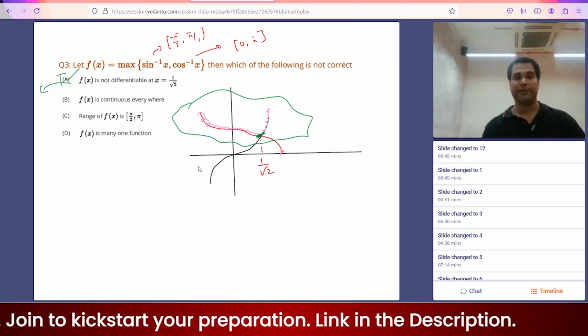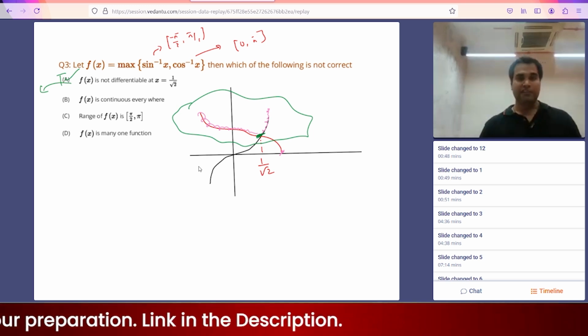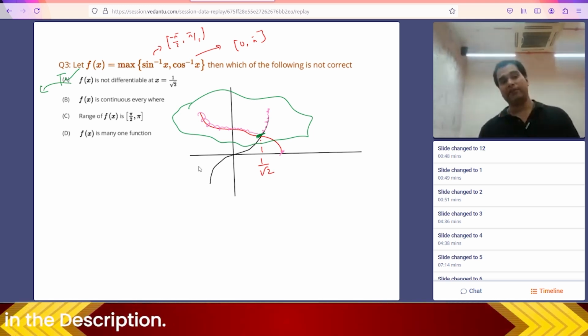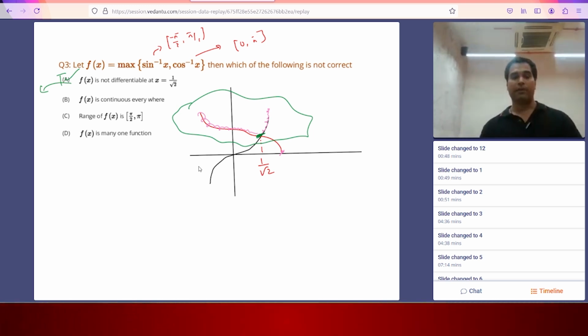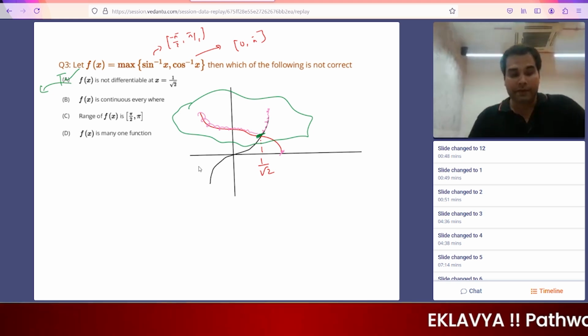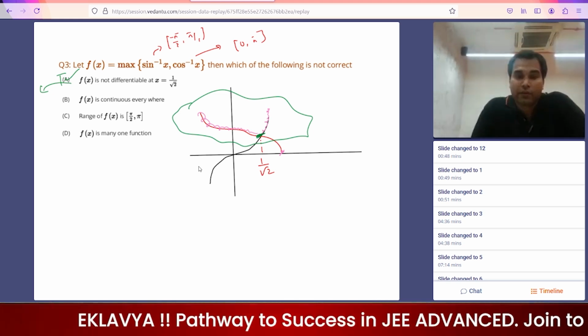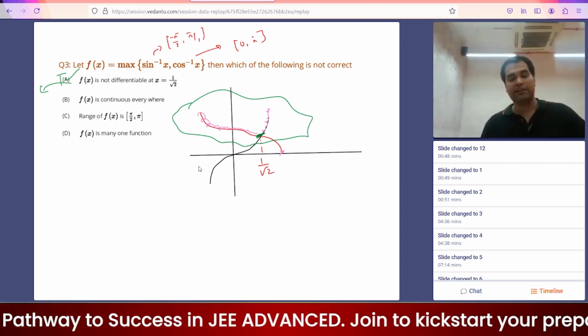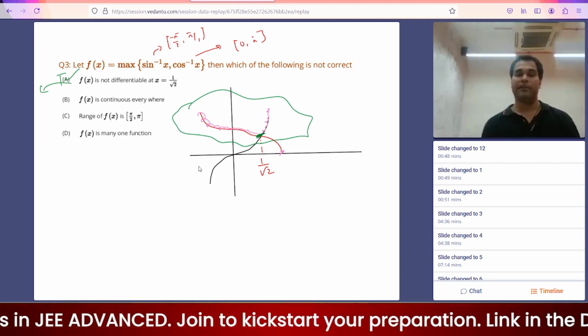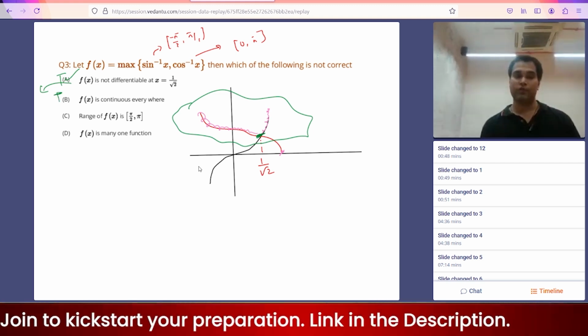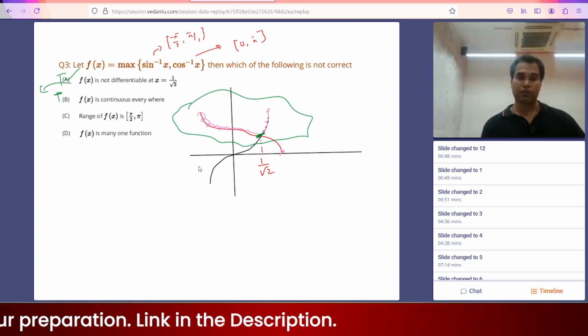This is a true statement. f(x) is continuous everywhere, as we know the definition of continuity: a function f will be continuous at x equal to c if there is no break in the graph. Here we draw a graph, there is no break in the graph, this means this is true.